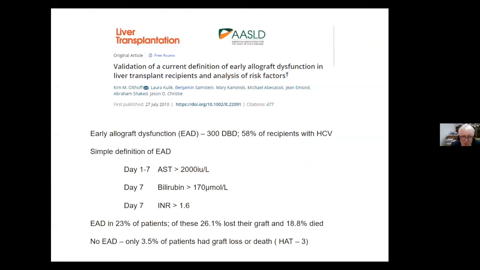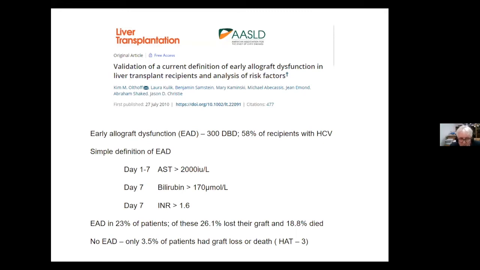The early graft dysfunction, I like the paper by Kim Altoft, where she defined it in very simple terms. She looked at 300 DBD liver transplants. The caveat here is that 58% of the recipients had hepatitis C, so a particular cohort of patients. And for her, the definition was of an AST between day 1 and 7 of greater than 2,000. I think that's a good definition, identifying patients at risk.